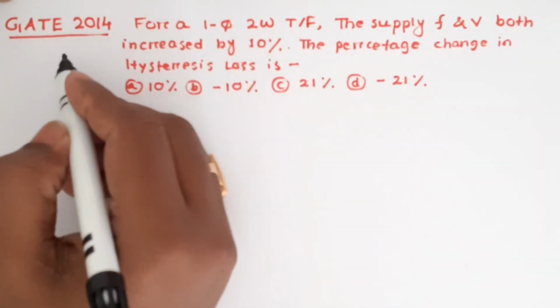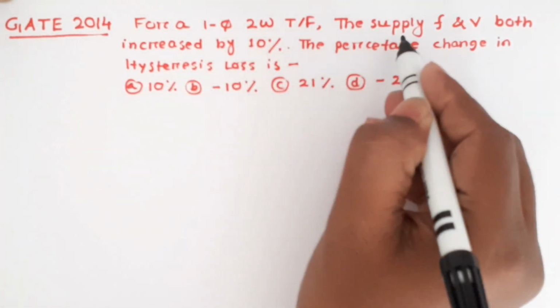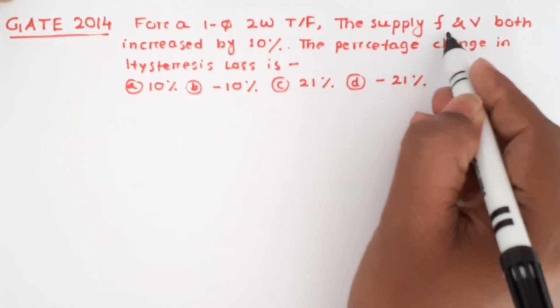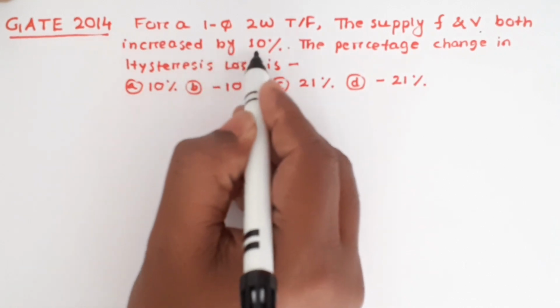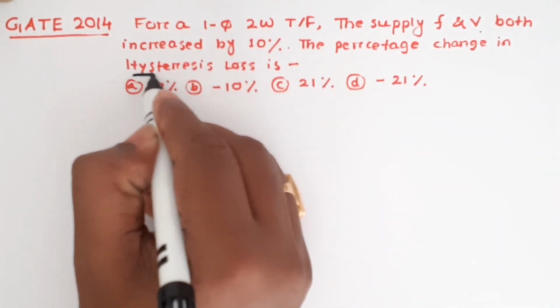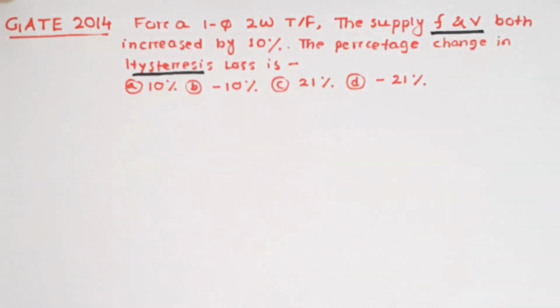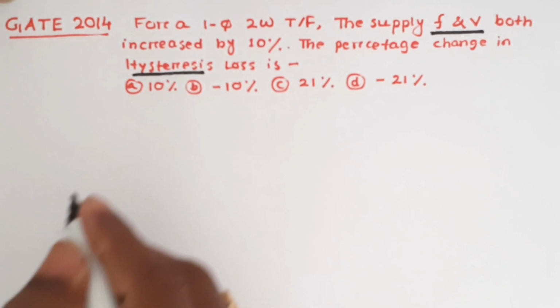Let us practice a numerical. For a single phase 2 winding transformer, the supply frequency and voltage both increased by 10%. The percentage change in hysteresis loss is how much? Both frequency and voltage increased. Okay. In order to solve the numerical related to hysteresis and eddy current loss, you have to first find out whether V by F is constant or variable.